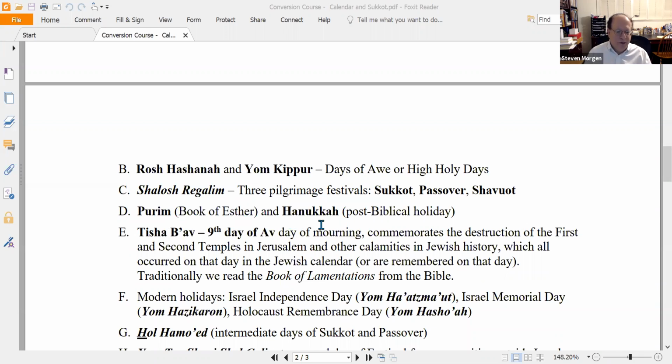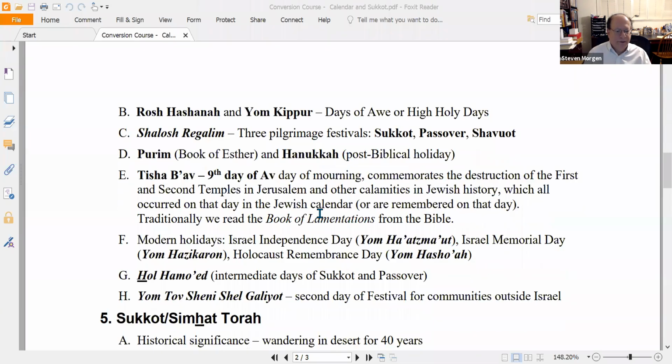And then there's a post-biblical holiday called Hanukkah, which we'll talk about in December. There's no biblical book, no book in the Jewish Bible that describes Hanukkah, although in the Catholic Bible, there are 2 books that describe the events of Hanukkah. That's Maccabees 1 and Maccabees 2. They're found in a collection called the Apocrypha in a Catholic Bible. And we'll talk more about Hanukkah later.